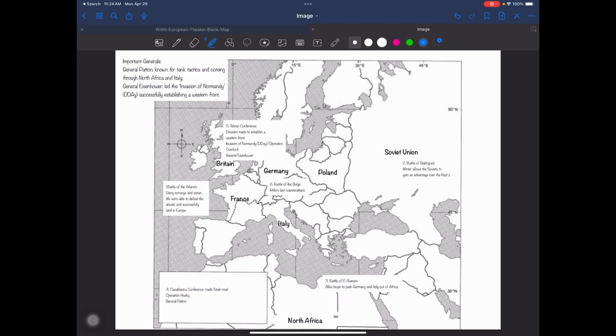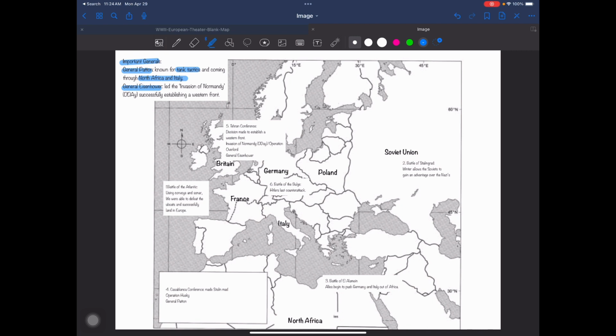I want to bring your attention up here to this box. It is covering what we're going to call important generals that we have during World War II. The two important generals that we're going to have here in the European theater are General Patton. And one thing that Patton is known for is his tank tactics that he's going to use. And he's going to be a part of the North African campaign.